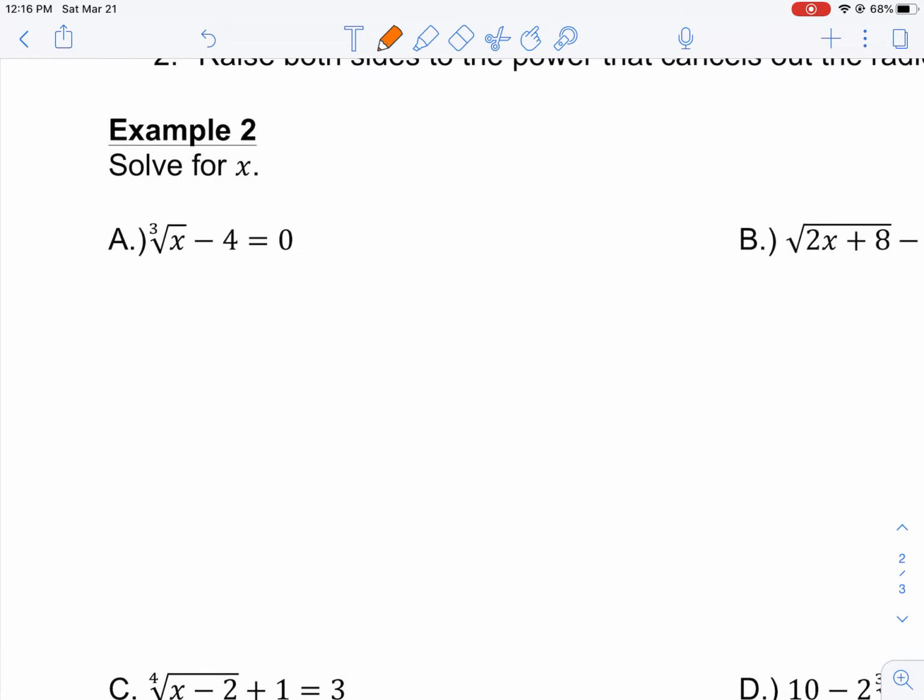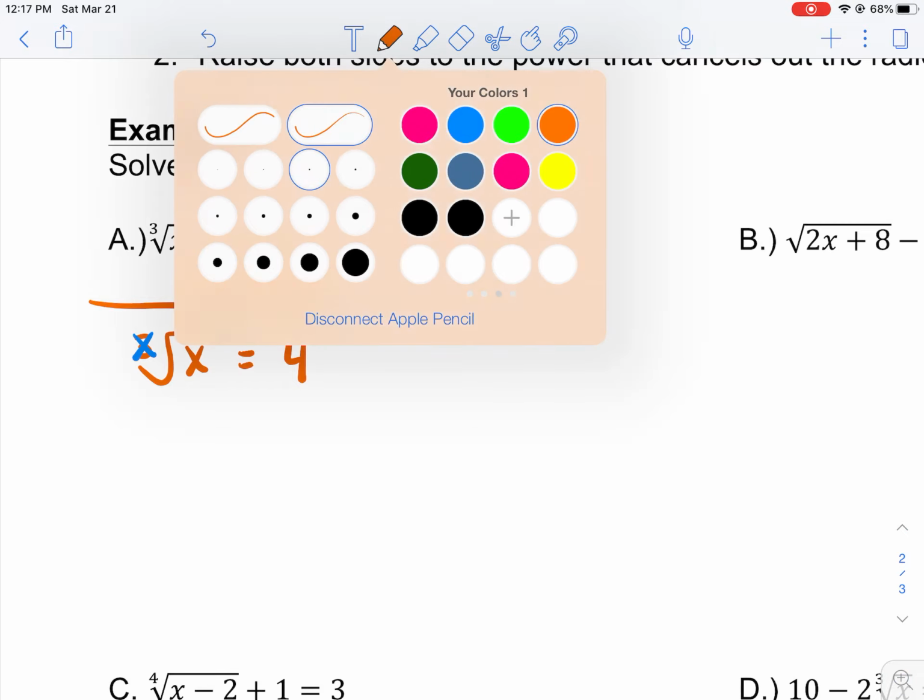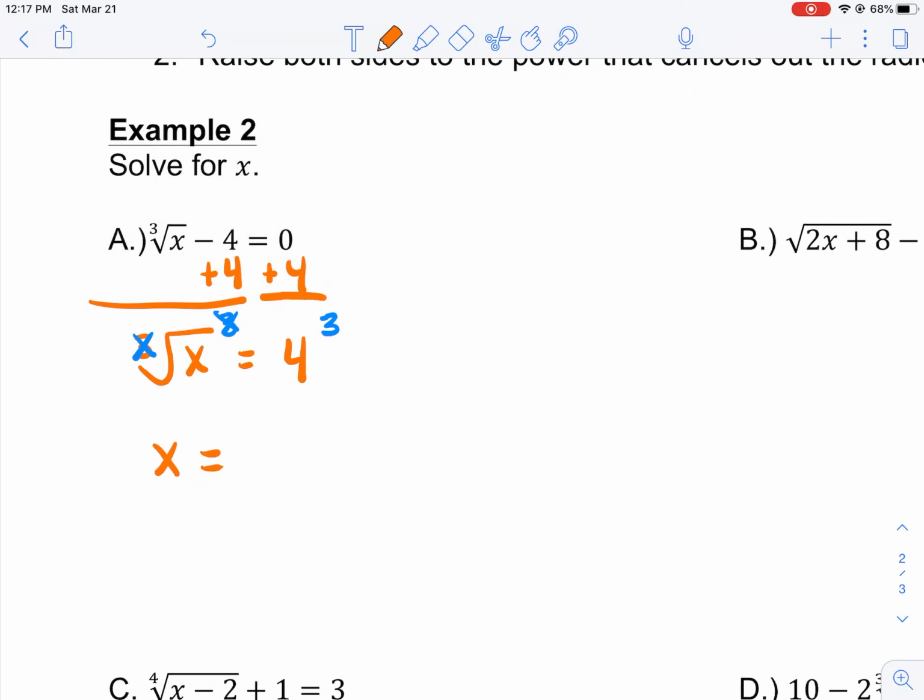All right, so let's take a look at the next set. So this time we only have one cubed root of x, and so what we're going to do, we're going to isolate that cubed root of x. So I'm going to add 4 to both sides. I get the cubed root of x equals 4. Okay, and now I'm going to cube both sides. When I cube the left, I eliminate that cubed root sign. And when I cube the right, you can use a calculator. 4 to the third is 64, and so x equals 64.